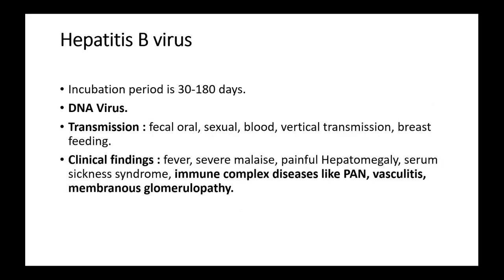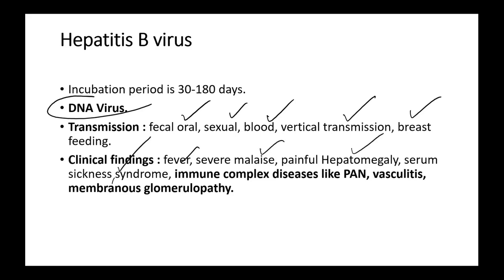Next is hepatitis B virus, a very important virus. It is a DNA virus, transmission is fecal, oral, sexual, blood, vertical transmission in pregnant patients, and breastfeeding. Clinical signs and symptoms: they can have fever, nausea, vomiting, malaise, painful liver. They can have serum sickness, which includes joint pain, rash, generalized weakness, aches and pain.